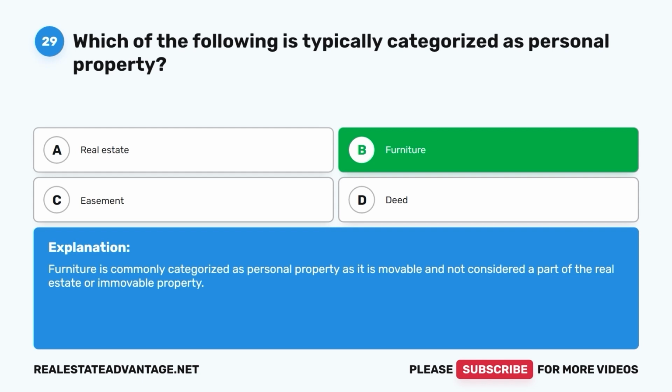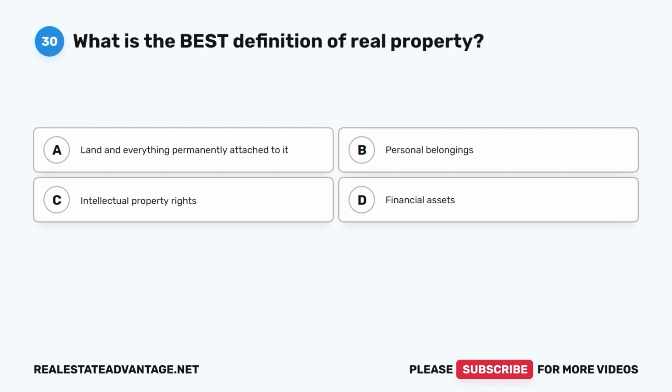Question 30. What is the best definition of real property? A. Land and everything permanently attached to it. B.